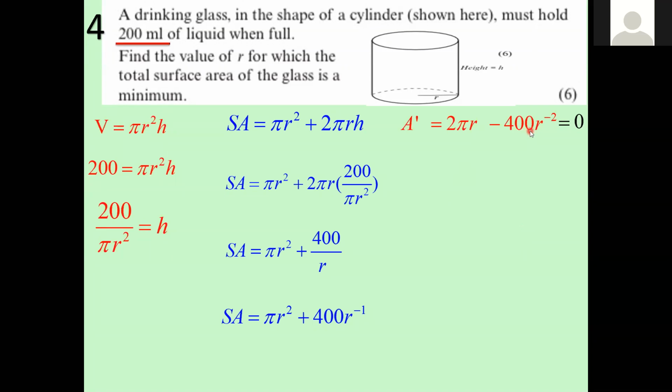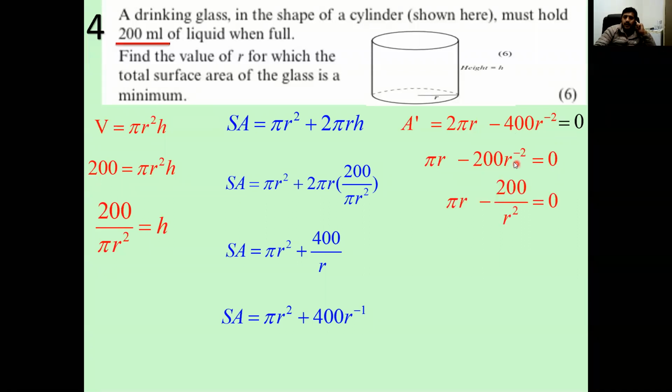Now, we're going to simplify the function by taking r to negative 2 to the bottom. Actually, I divided by 2 first, just to simplify this. I'm dividing right through by 2. I'm getting pi r minus 200 r to the negative 2 is equal to 0. I took my r to the negative 2 to the bottom. Gives me r squared. Mr. Foster, are you coping? Am I moving too fast now?